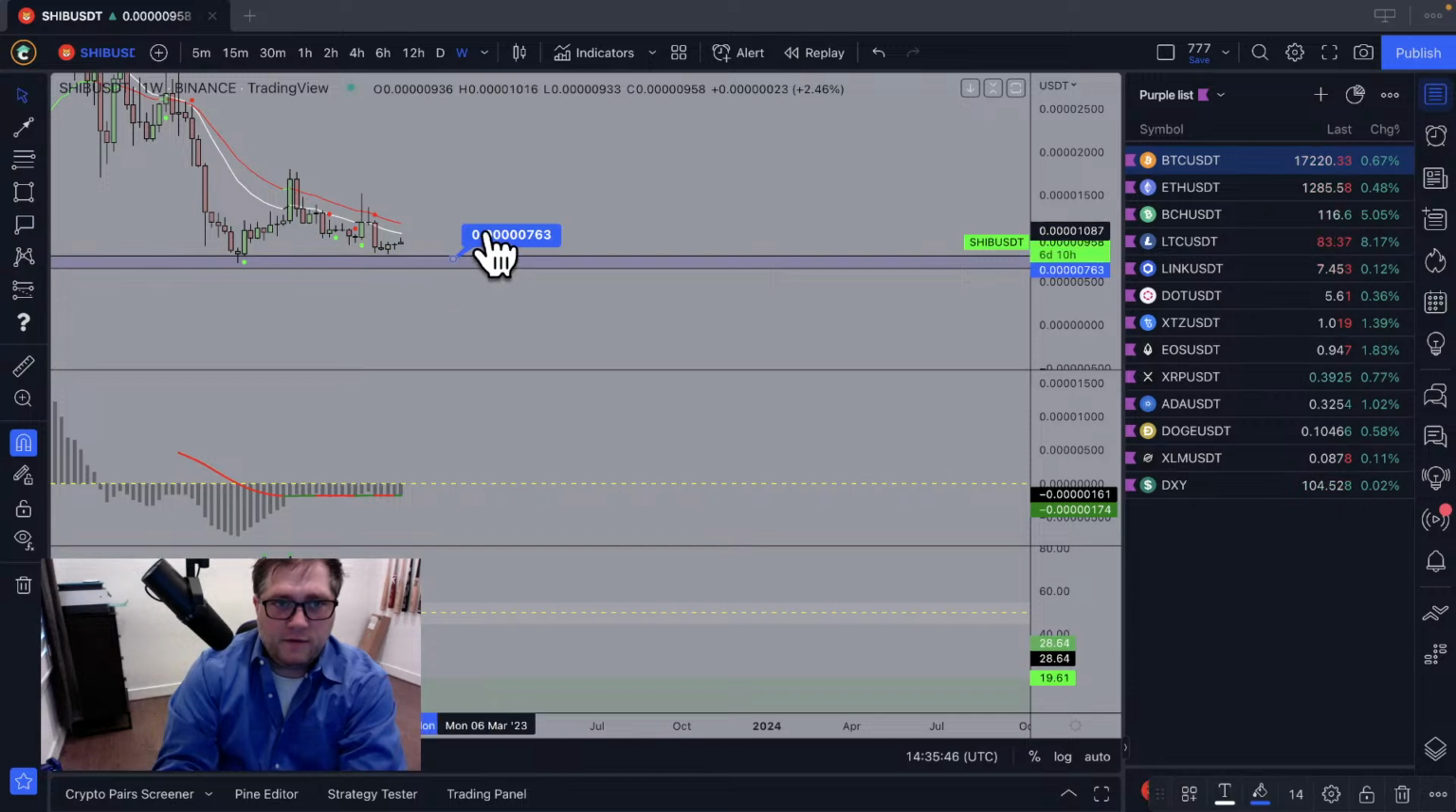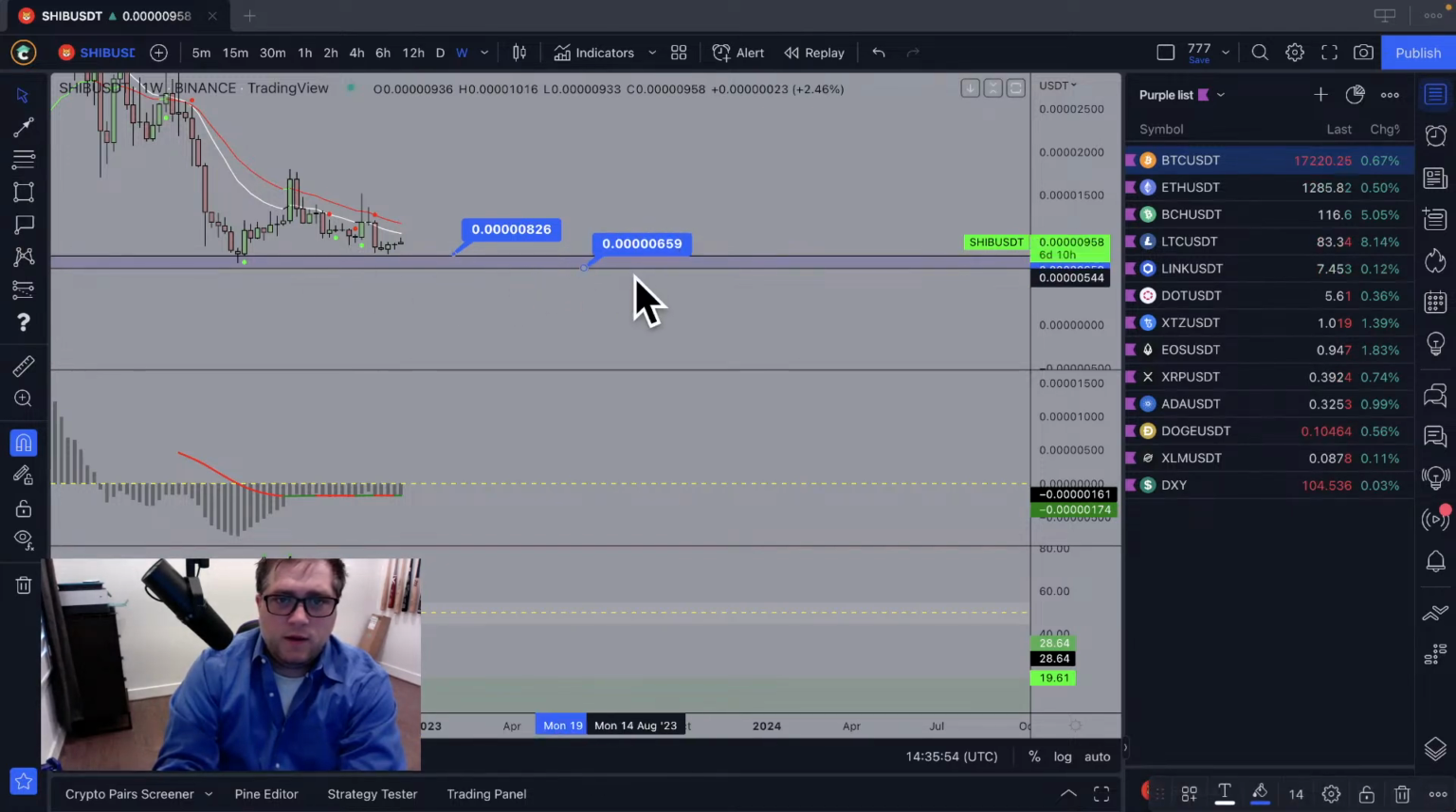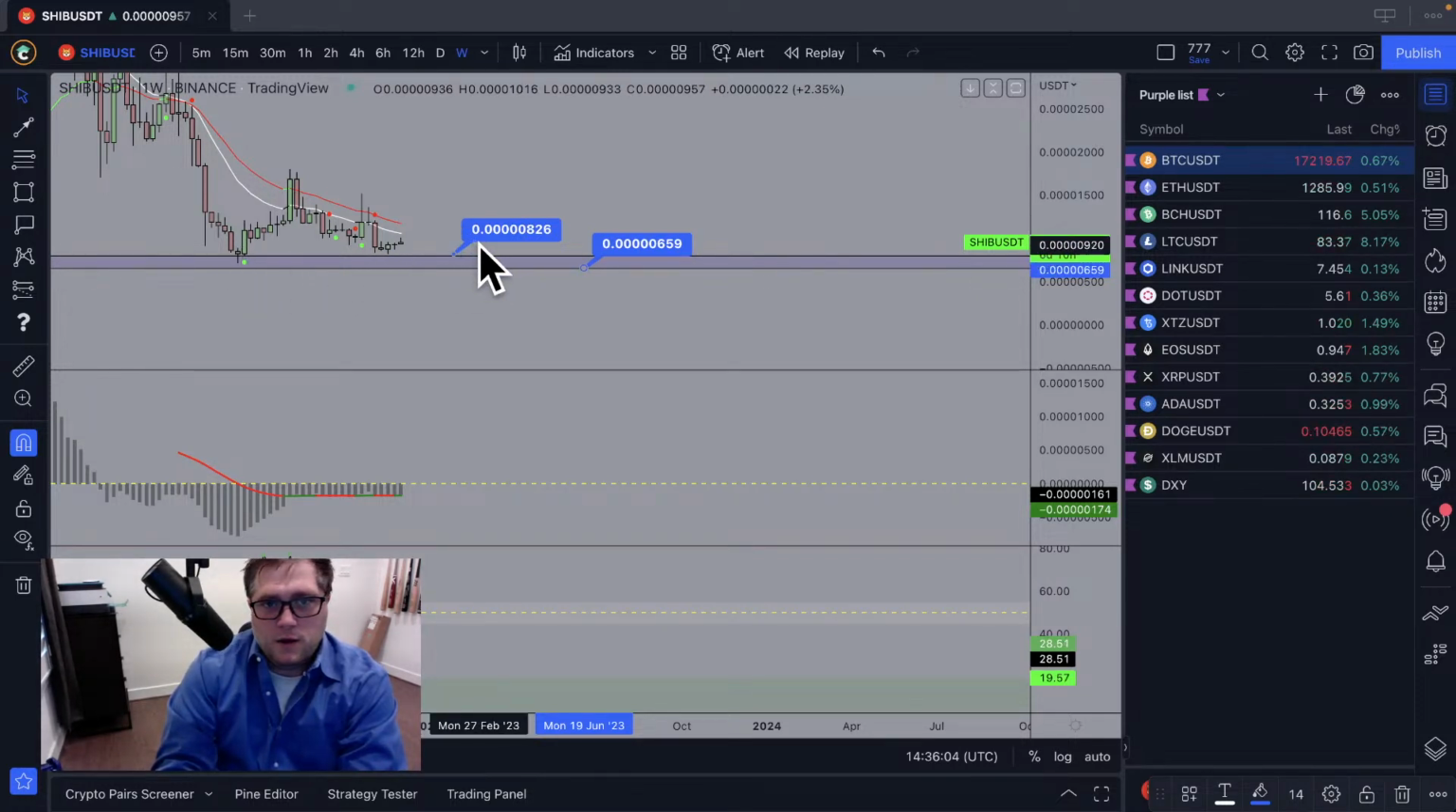The top of it's going to be 826, and the bottom is going to be 659-ish, somewhere right around there. And you can see that it's already been rejected there once, so it's a strong resistance. So anywhere between this support and resistance level, that's where you're going to want to try to take that position.